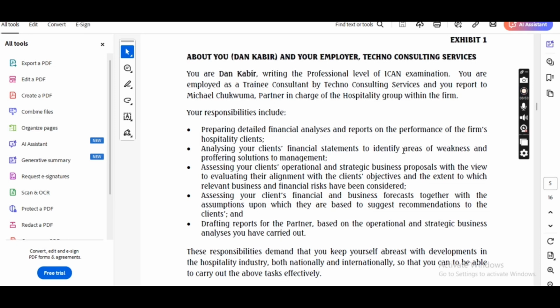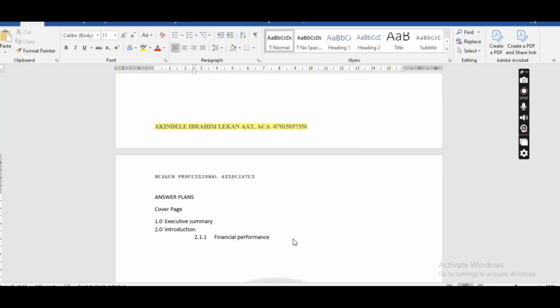The question will actually state the ratio you are to use, either profitability ratio, efficiency ratio, investment ratio, liquidity ratio, or solvency ratio. Now, for the purpose of this class, since we don't know which they may likely call, under the financial performance you write 2.1.1, profitability. For the purpose of this class, we'll examine profitability. Next, liquidity; we'll examine liquidity ratio as well. Fourth, we look at activity ratio, and then solvency ratio.